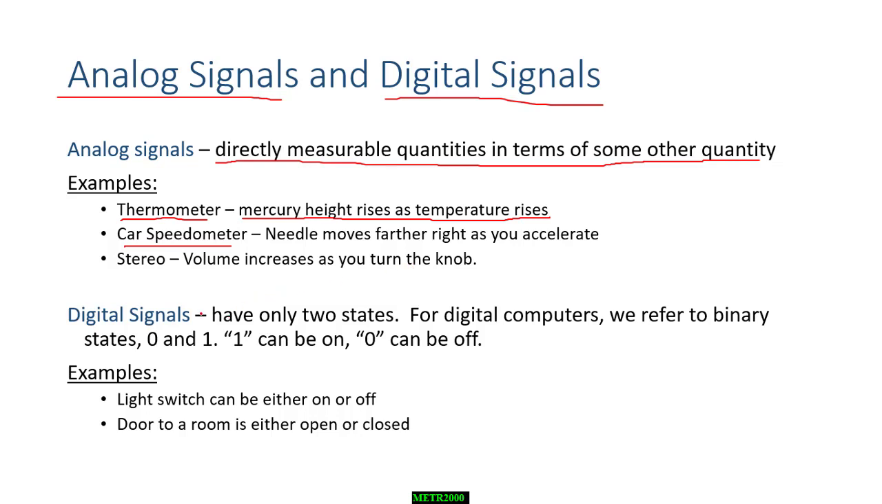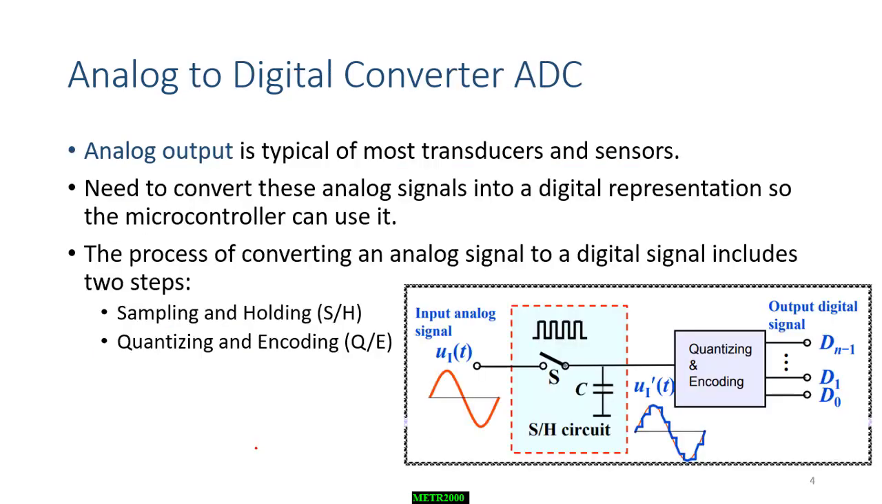Digital signals, on the other hand, have two states which are 0 and 1. So it's not an analog value. You cannot change it. You either have 0 or you have 1. In terms of analog, you will have different readings which are continuous. For example, the light switch inside your home is on or off. A door to a room is either open or closed. These are all examples of digital systems.